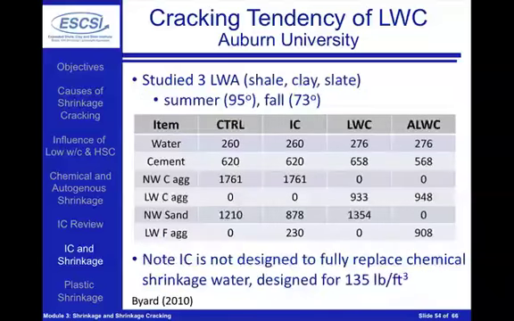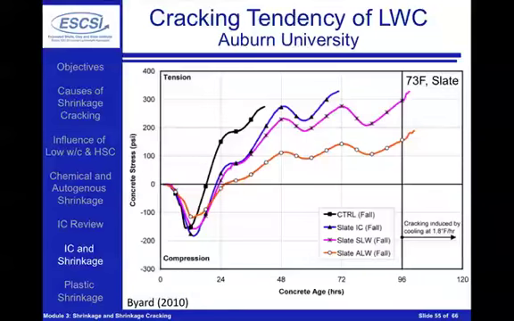In this particular case, what they did was they used 4 different cases where they were using different lightweight aggregates, and when they're talking about their internally cured concrete, they're not replacing the full chemical shrinkage volume. They're essentially designing their concrete to have a density of about 135 pounds per cubic foot.